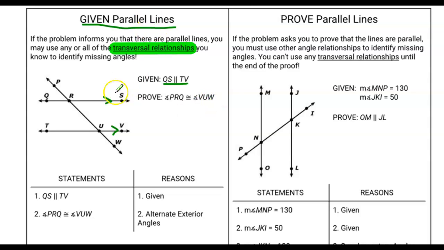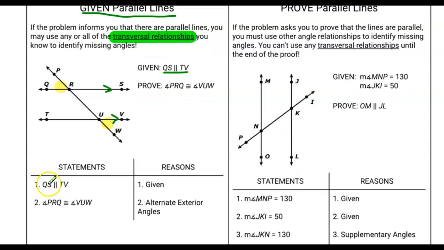I know that those two angles are PRQ here and VUW out here, and I know that when two angles are on opposite sides of the transversal and they're outside the two parallel lines, that means they are alternate exterior angles. So the first thing I can write is QS is parallel to TV, which is given. And then I can say, well, those two angles must be congruent because of alternate exterior angles. It's a piece of information that I'm allowed to use because I know that the two lines are parallel.